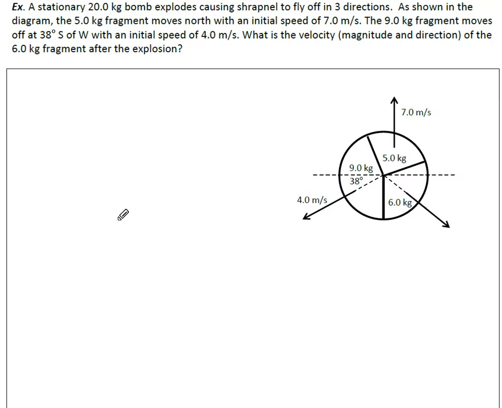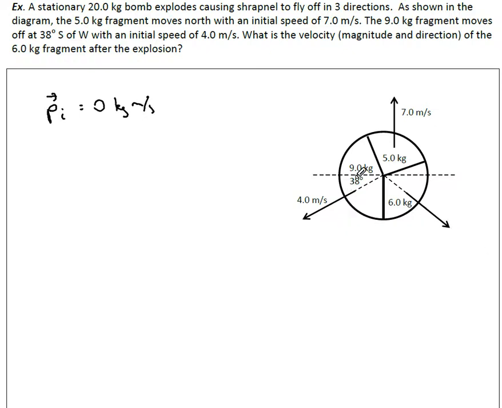Here's another example. We have an object that's going to explode into 3 pieces. What we need to recognize, first of all, is initially this thing is not moving, so our initial momentum is 0. Then we have 3 pieces moving off in different directions, and this question is asking us what's going to happen to this third piece.